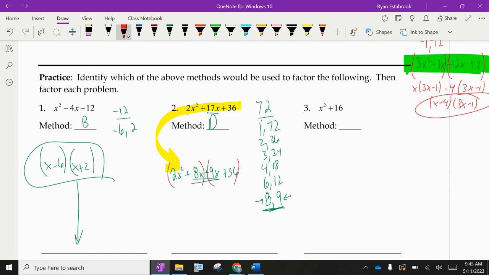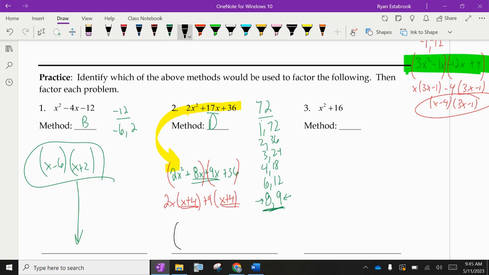Group, group, group. 2x parentheses x plus 4. You take a 2x out of both of them. Then the back half, what goes into both 9x and 36? 9. So plus 9 parentheses x plus 4. Good news, those x plus 4s are exactly the same. We needed that to happen.